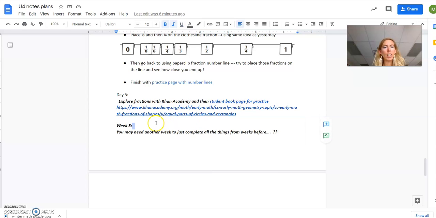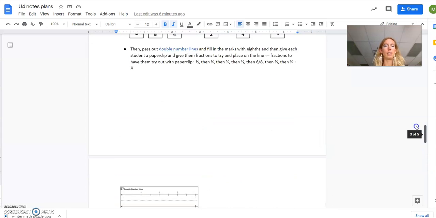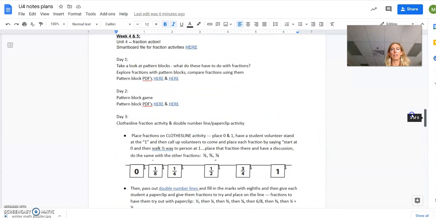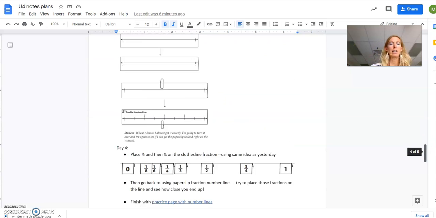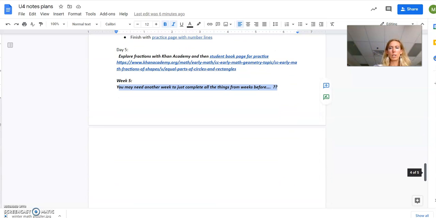If you're like, oh my God, how am I going to finish that in a week? That's why I put week 5. You probably will need another week just to finish things up from the fractions or the measurement of mass and volume and length. So you decide how that'll work for you. Again, I put question marks because, you know, it might even take you longer than that.